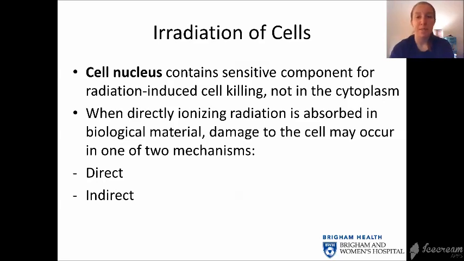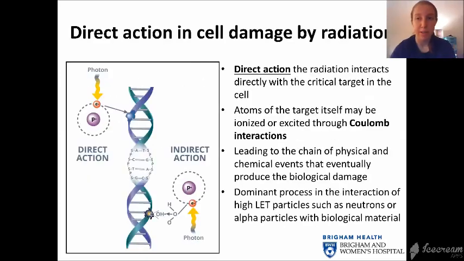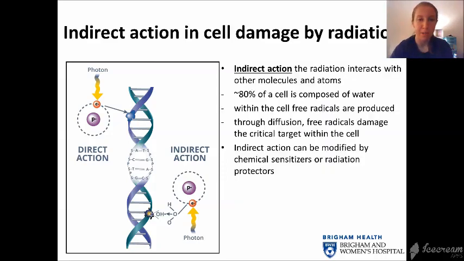When directly ionizing radiation is absorbed in biological material, damage to the cell may occur by one of two mechanisms: direct or indirect. Direct is a little bit easier to explain. When a photon comes in, it will interact with an electron, and that electron will interact with the DNA. Alternatively, an electron can just come in from the outside and interact with the DNA. The interaction that the photon goes through with the electron is a form of Coulomb interaction. This leads to a chain of physical and chemical events that eventually produce the biological damage, and is a dominant process in the interaction of high LET particles such as neutrons or alpha particles with biological material.